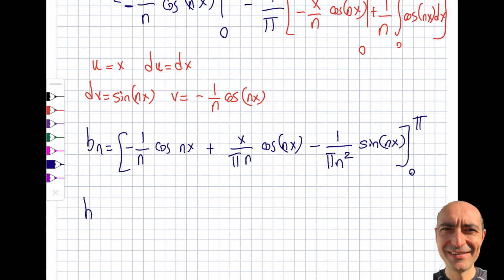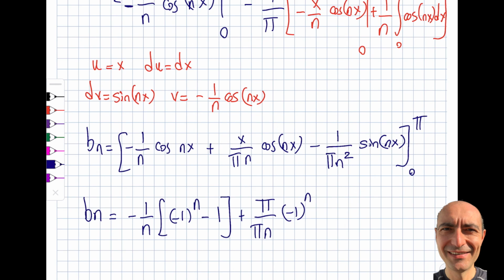So, okay, let's evaluate it. bn will be equal to minus 1 by n cosine of n pi, minus 1 to the power of n. I just did it in this very question. Minus 1, right? Cosine 0. So far, this is the very first term. Let's look at the second term. x is pi, so it's going to be pi by pi n, the first term. Cosine n pi will be minus 1 to the power of n. When I put x is equal to 0, you can see that this is multiplied by 0. Although cosine 0 is 1, that vanishes. Okay. How about sine? I did this multiple times. When I put pi, it will be 0. When I put 0, it will be 0. So that last term is gone.